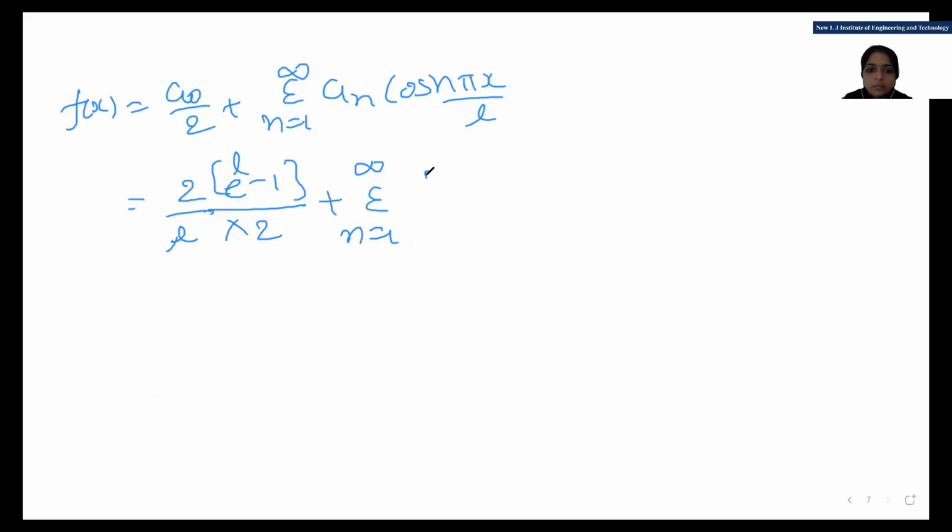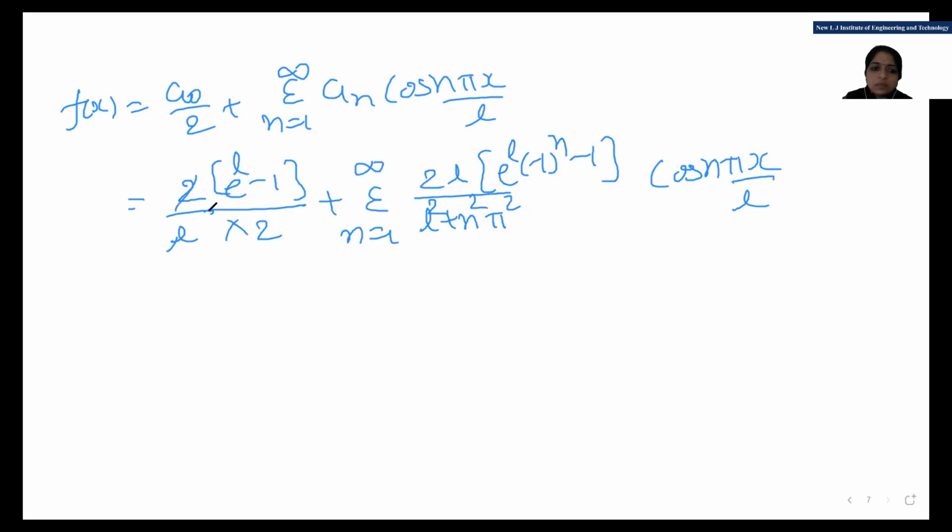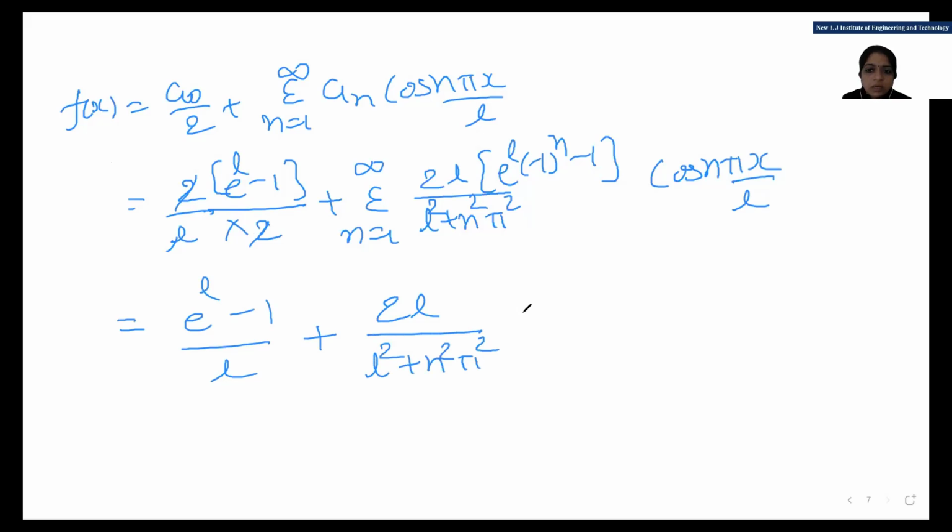So 2L upon L square plus N square pi square e raised to L minus 1 raised to N minus 1, into cos N pi x by L. After simplification, both 2 will be cancelled. So e raised to L minus 1 upon L. Here 2 upon 2L upon L square N square pi square is constant. So 2L upon L square plus N square pi square in the summation n 1 to infinity.